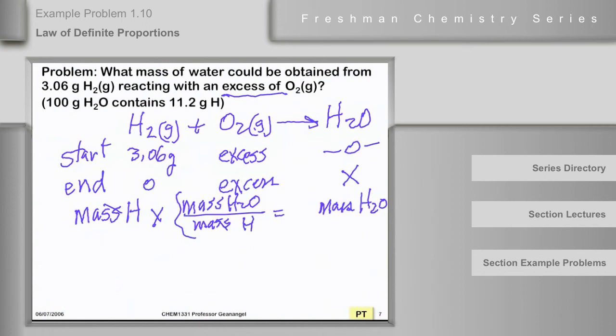Now, this factor right here comes from information given in the problem of an empirical nature that 100 grams of water contains 11.2 grams of hydrogen. They are chemically equivalent to one another, you see. Okay? So we can use that ratio to figure out what's the maximum amount of water that we could make from this reaction.